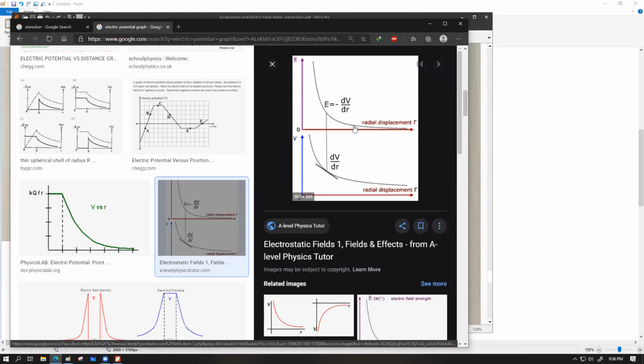So sir, electric potential is actually decreasing with increasing radius. Yes, KQ by R. As your denominator becomes larger, your value becomes smaller.